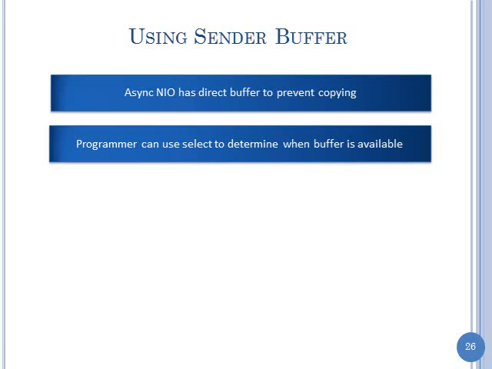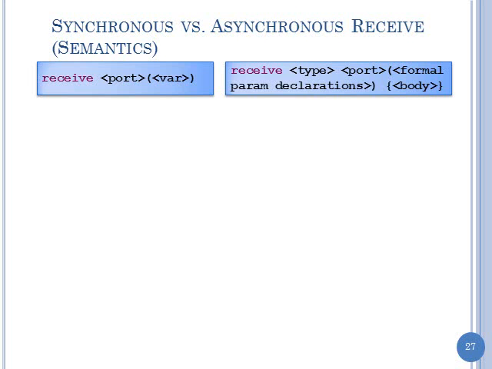So can you select to determine when it was available? Okay. So we looked at the synchronous versus asynchronous semantics for sends. Now let's look at the synchronous versus asynchronous semantics for receive.